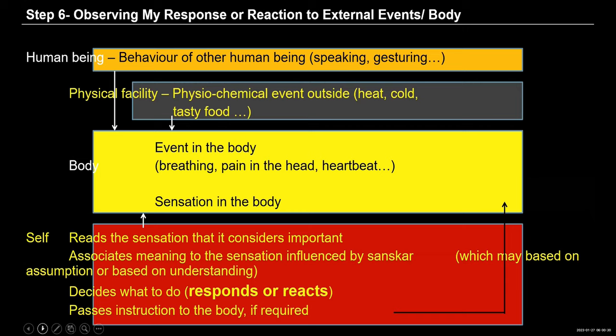So in some situations, I may instruct the body not to do anything. In other, not to do anything meaning not to express that reaction outside. In other situations, I may decide it's okay to express the reaction outside also. And I choose to do that. And I instruct the body, and then the body does. So, the sanskar is very important because it is leading to all of this.